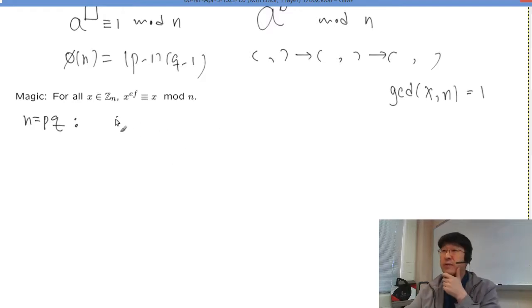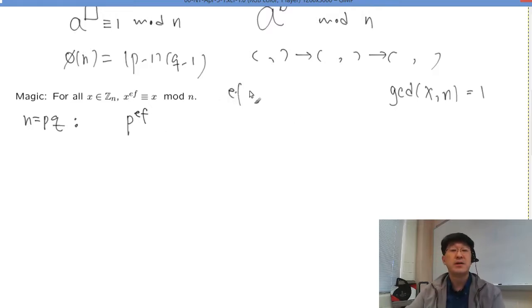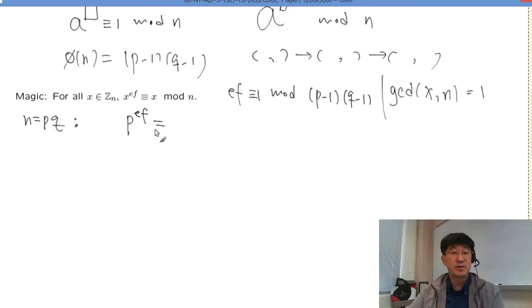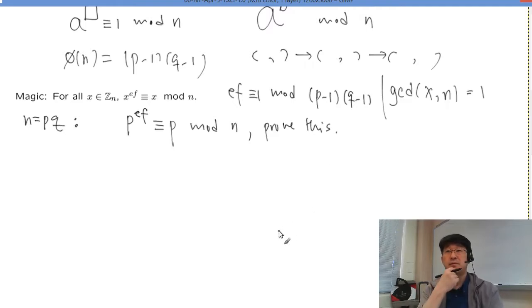All we have to prove is, if I raise p to the ef, where ef satisfies the relation ef is congruent to 1 mod phi of n, which is p minus 1 times q minus 1, that's the upstairs world, then p to the ef is congruent to p mod n downstairs, right? We have to prove this. No, n is p times q, not p.